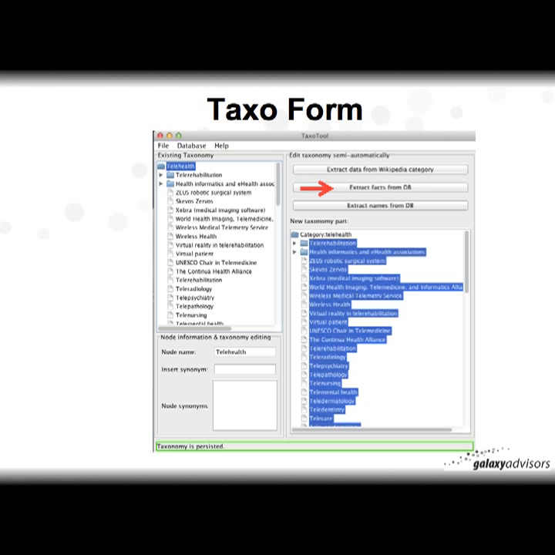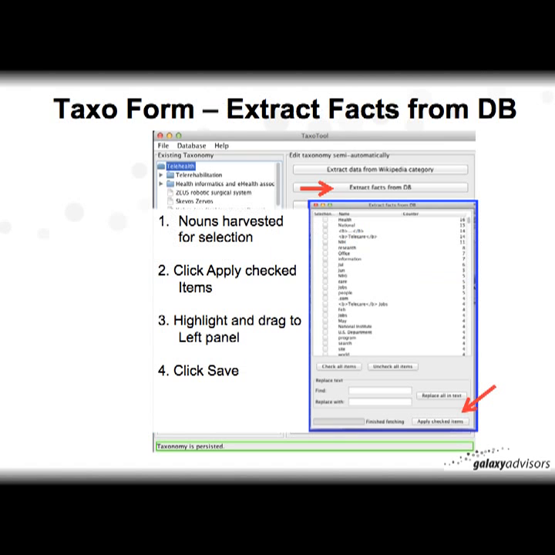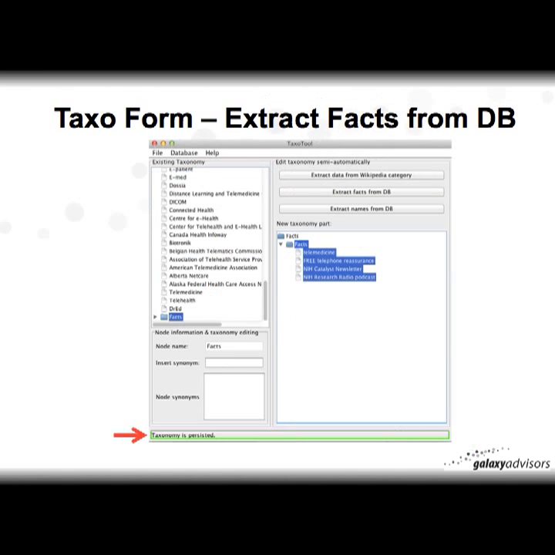So now I'm going to extract facts or the nouns from the existing database. So again, if I clicked on that, I'm going to get a window and it's going to populate it with the nouns that have been harvested from that database, the Telecare 1 Degree database. I'm going to click Apply Checked Items. I'm going to highlight and drag those again to the left panel and click Save. And here then there's the items under what's called facts now, which are the names. I've dragged that over. You can see there's a facts in the existing taxonomy, and I've clicked Save to save that.